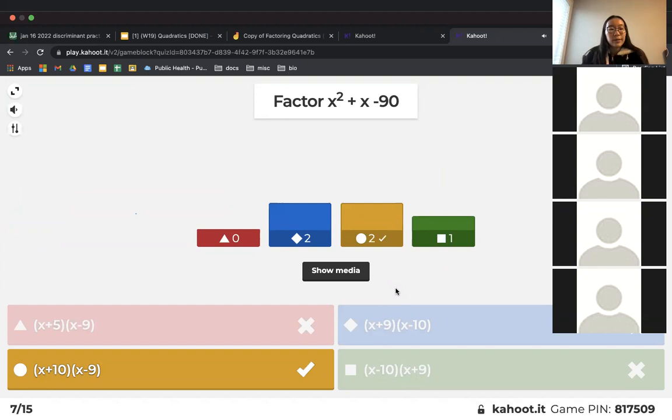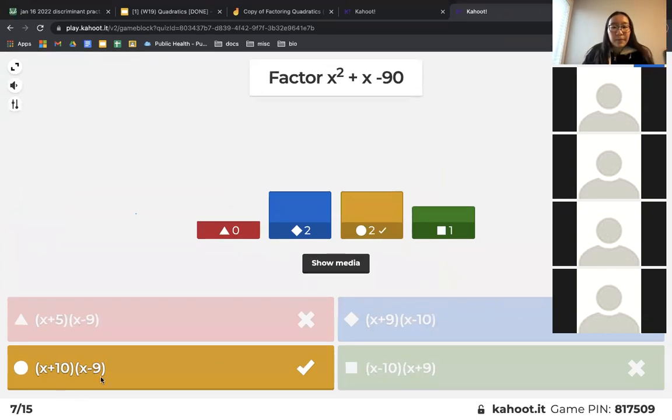Right, so the correct answer here is yellow. And I can see why you guys thought blue, and that's a really easy mistake to make. So we're going to try solving this one using the FOIL method to check the answers and see which one works. So for blue, we do x times x, which is x squared, plus x times negative 10, which is negative 10x.